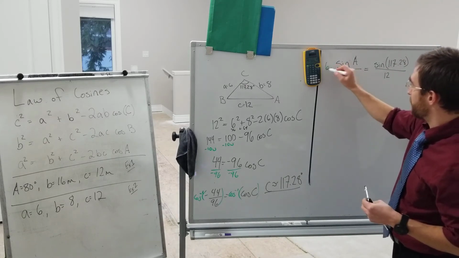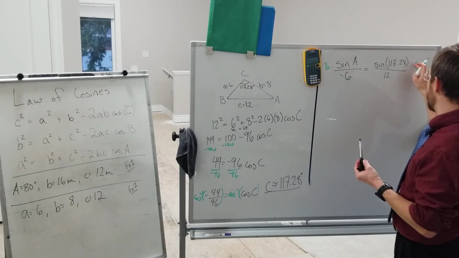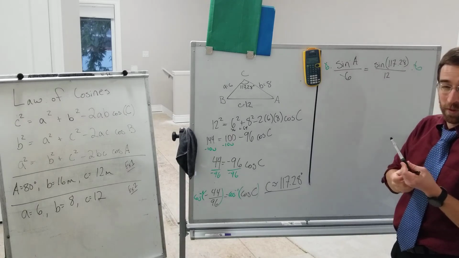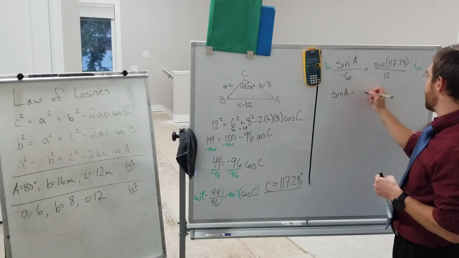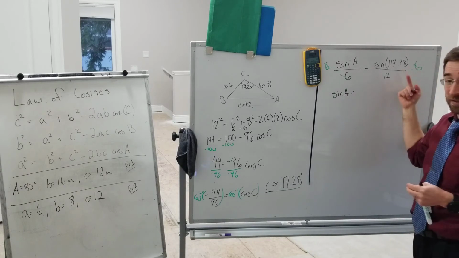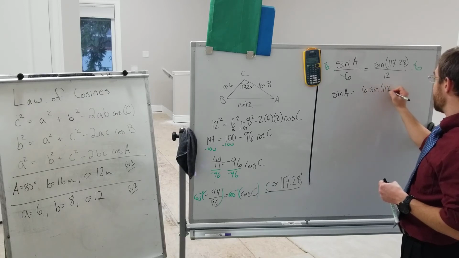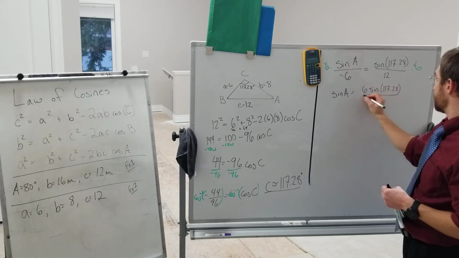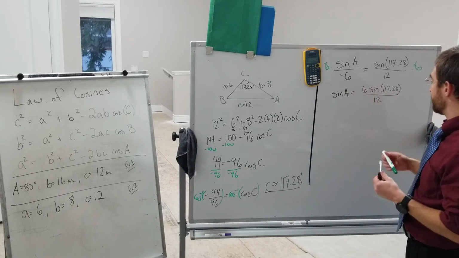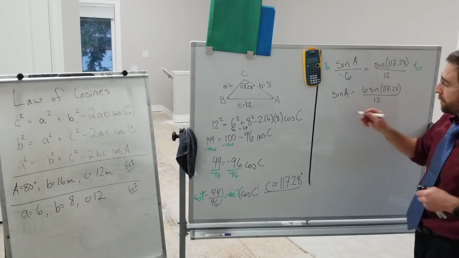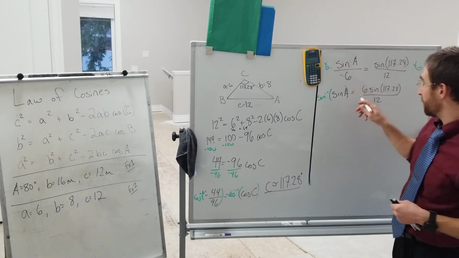Multiply by 6 on both sides to undo that 6. I could make it 1/2 because 6 over 12 is 1/2, but regardless. So now I have sine of A equals 6 over 12 to get a 1/2. I'm just going to leave it like this though, that's fine. 1/2 sine 117.28. And then I'm going to take the inverse sine of each side to undo the sine function on A.